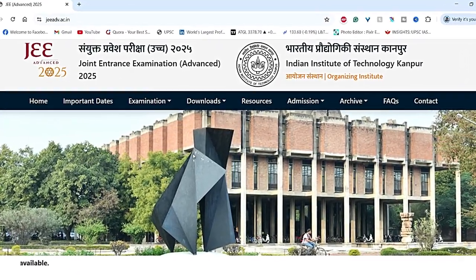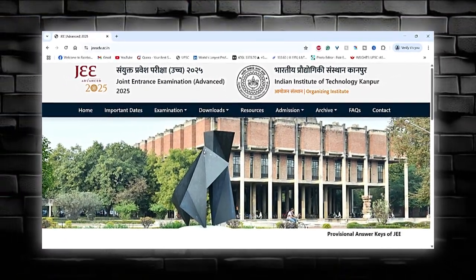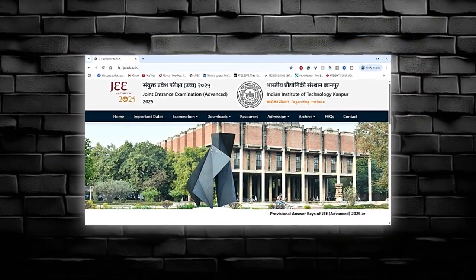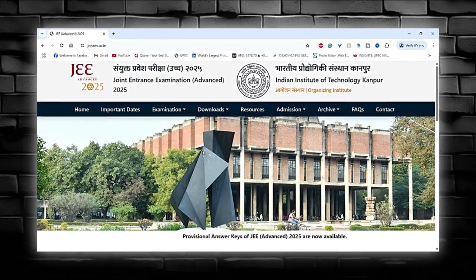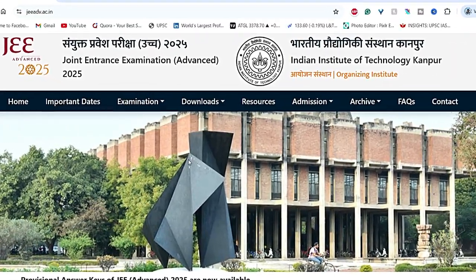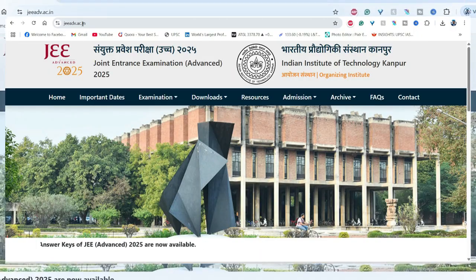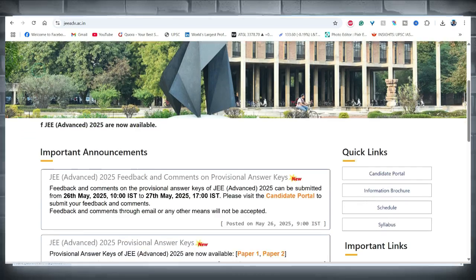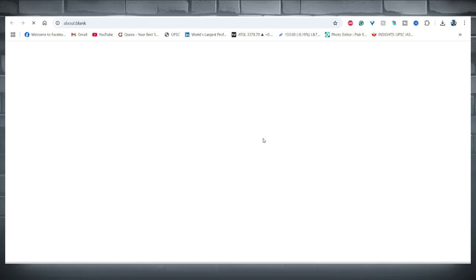Now, the thing is when and where to raise objections. The objection window is open from 10 am in the morning today, May 26, to May 27, that is tomorrow, till 5 pm in the evening. What you have to do is visit the official JEE Advanced portal, as you can see over here, and log in with your JEE Advanced registration ID and password that you have got, to access your responses and answer key that I talked about in my previous videos.